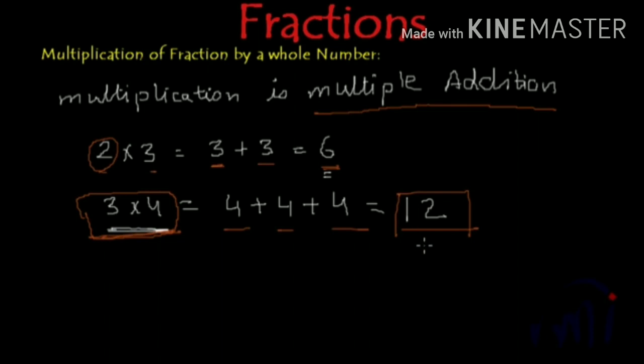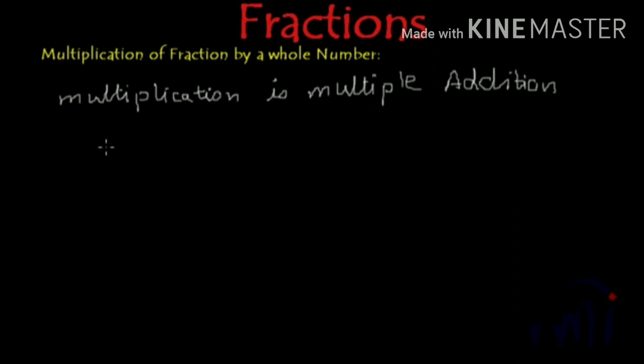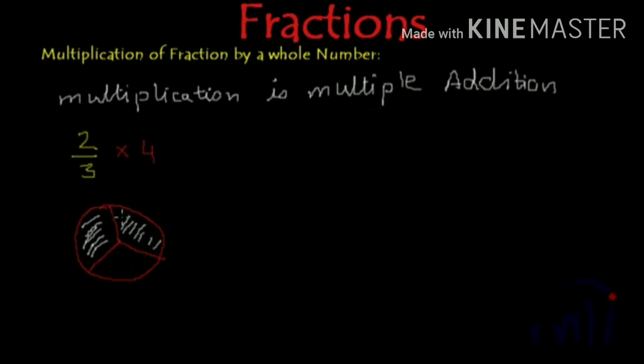Now we will apply the same concept in fractions also. So let us see how to solve the multiplication problems in fractions. So I have taken an example of 2 by 3 into 4. Okay, it means 2 by 3 is a fraction. In terms of 4 times, it is 4 times 2 by 3. Now I am representing the 2 by 3 in terms of a diagram, you can see here. So a circle I have divided into 3 parts, 2 by 3. You can see it is divided in 3 parts and I have shaded 2 parts, which means it is 2 by 3.